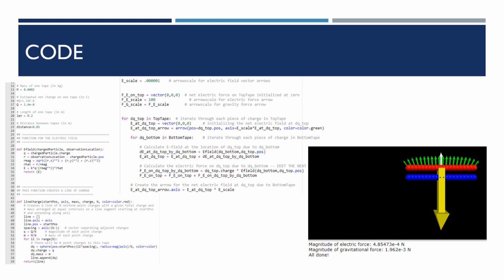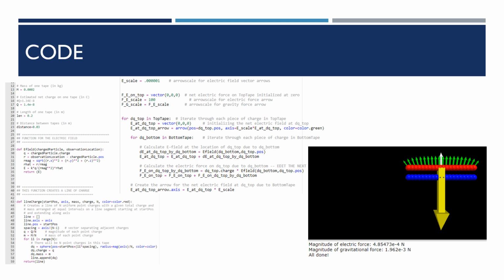So on the very far left, as you can see, we put in the mass of one tape in kilograms, the charge on each piece of tape, the length of one piece of tape in meters, as well as the distance between the tapes in meters when they start to float. Then we make a function to calculate our electric field. So as you can see there, the final one is E equals K, which is the electric constant, 1 over 4 pi epsilon naught, times Q, which is the charge, over R mag squared, the square of the magnitude of R, which is the observation location minus the charged particle position, times R hat, so that's the very end there.